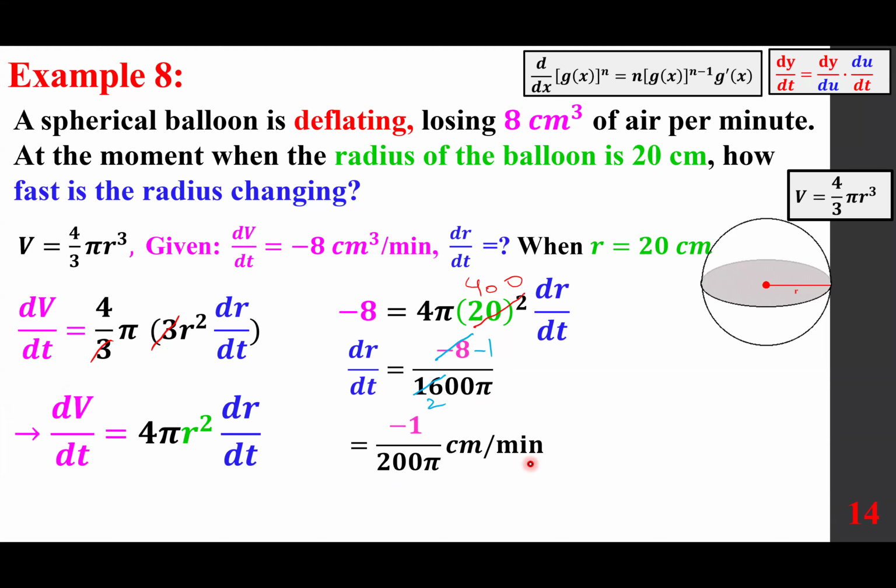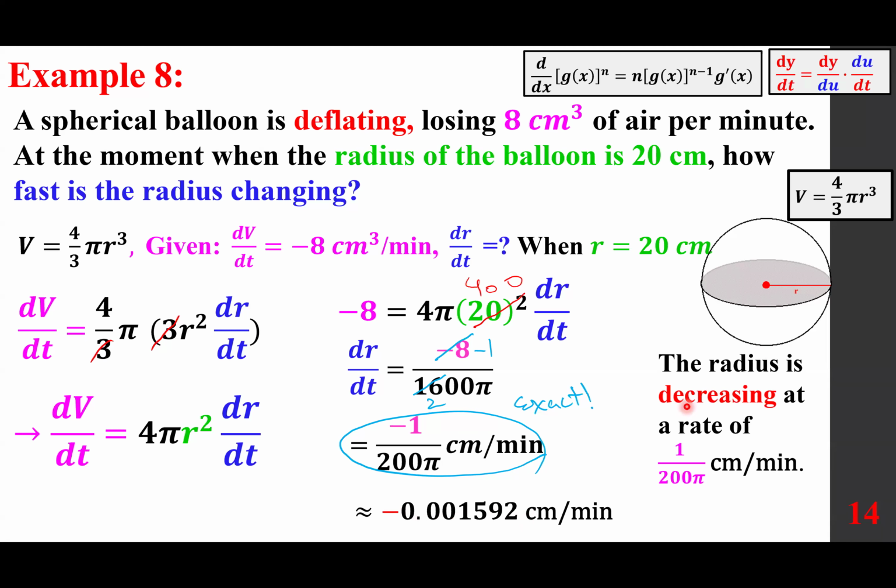centimeters per minute. Again, this is the exact answer. Now, an estimate with a bunch of decimals. How many? Whatever they ask you. -0.001592 centimeters per minute. What does it mean? The radius is decreasing. Why is it decreasing? Negative. At what rate? At this rate, 1 over 200 pi centimeters per minute. And again, when we mention decreasing, we don't have to write the negative anymore. So that's it, everybody.